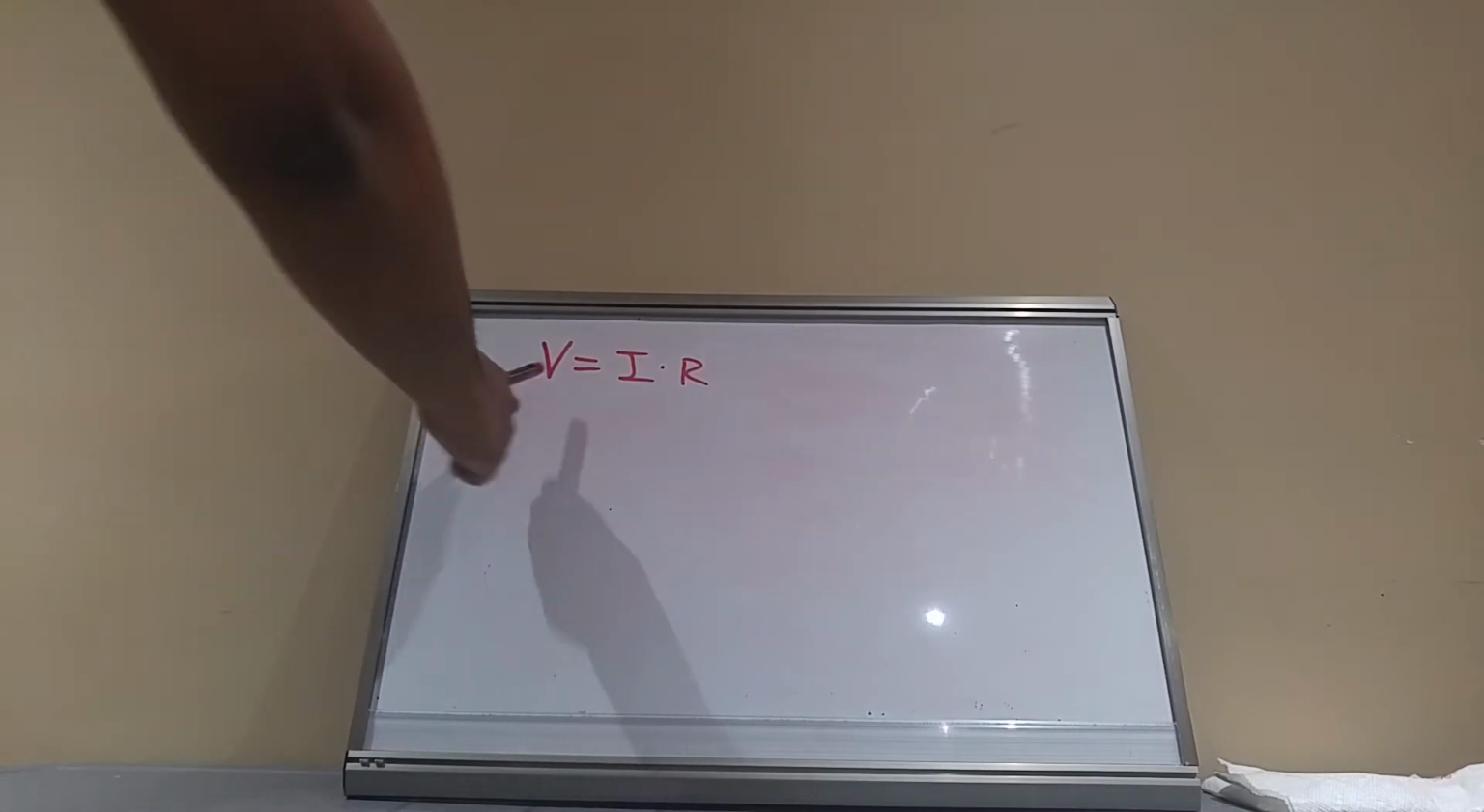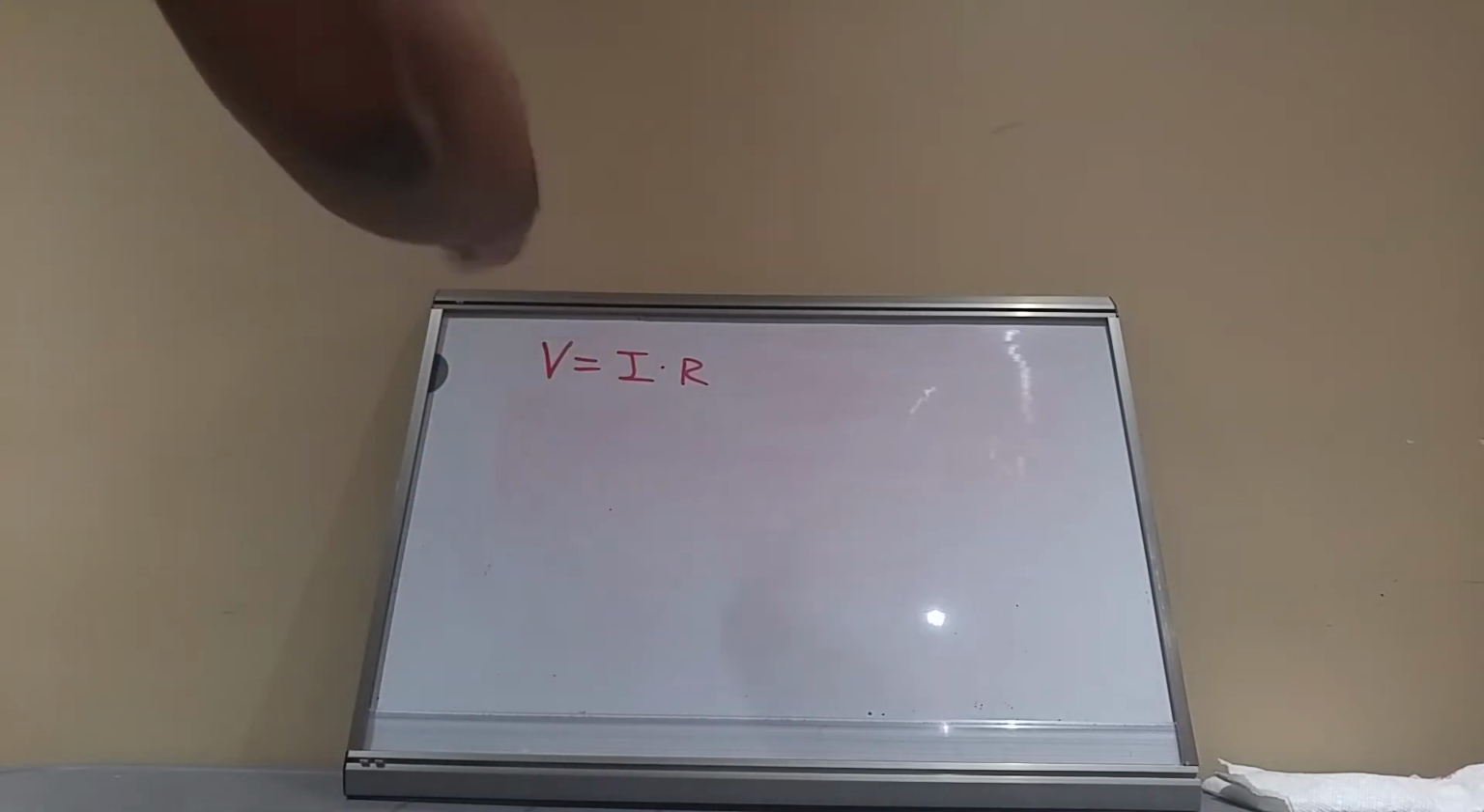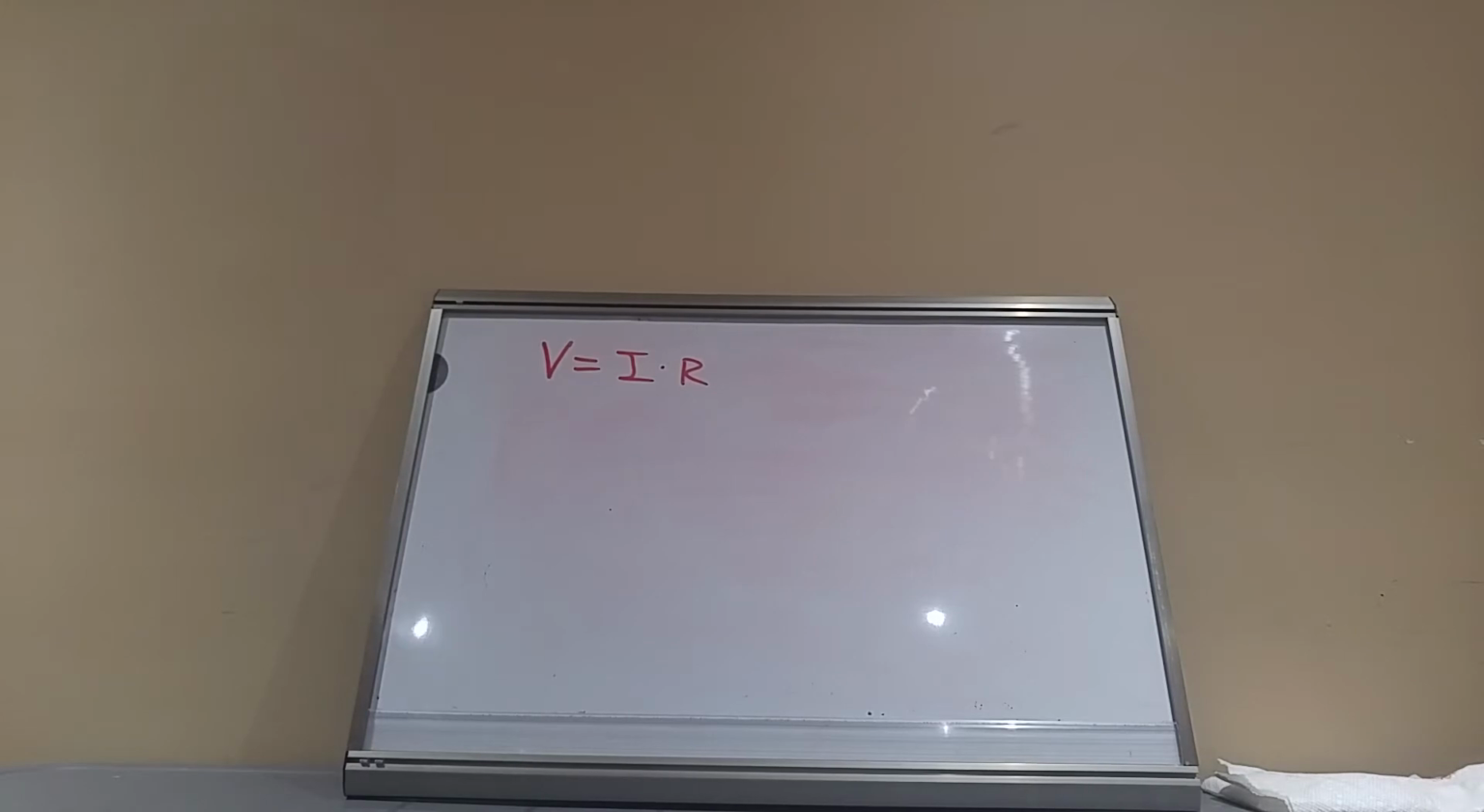So V stands for the voltage. This could be the potential difference across a circuit. Usually it's just a battery. Then we have I, which is the flow of current, which will be explained later. And then we have R, which is the resistance in a circuit, also to be explained later.